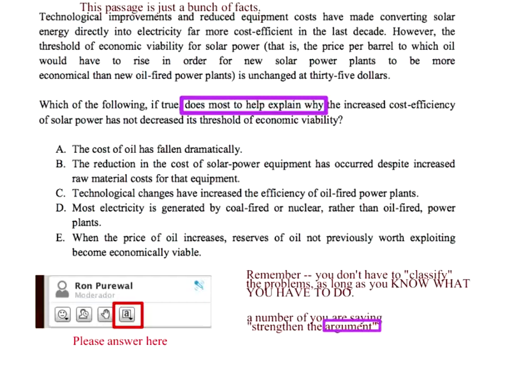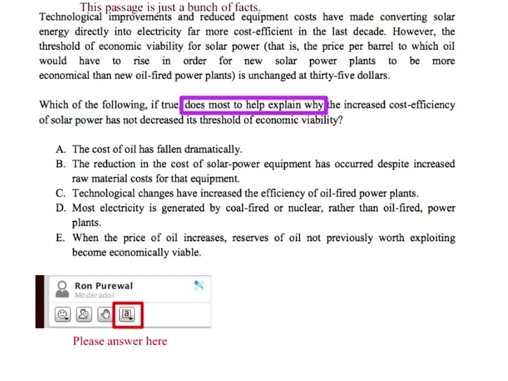Yeah, there's no argument, so you can't strengthen the argument. The passage is just a bunch of facts. But what is it that you have to do? If you're going to put this into a category, then the category you would put this into would be basically exactly what the words say. It would be where you have to explain something, some facts that are presented. So we'll return to that problem in a second. Let's talk about this in general.